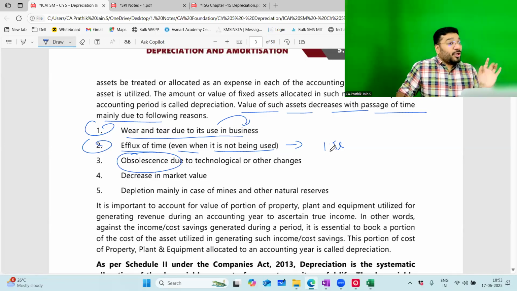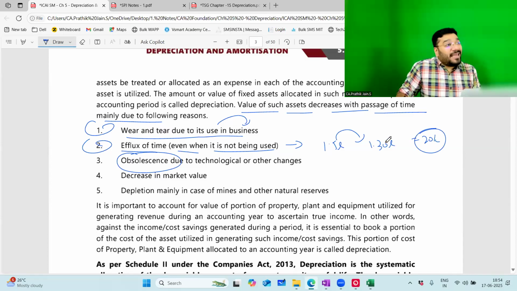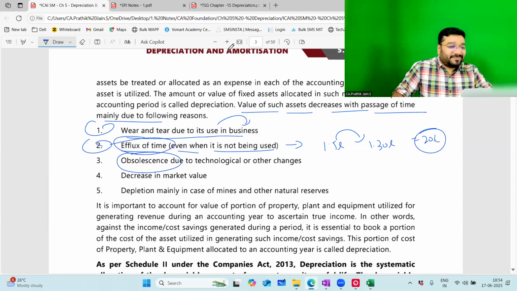That's all. You didn't even touch the phone. Now you try to go and sell this phone. How much will people buy it for? Say 1.5 lakh. Chances are they'll tell you, I'll give only 1.3 lakh rupees. Which means how much is gone? 20,000 gone, only for breaking the seal. This is the classic example of efflux of time.